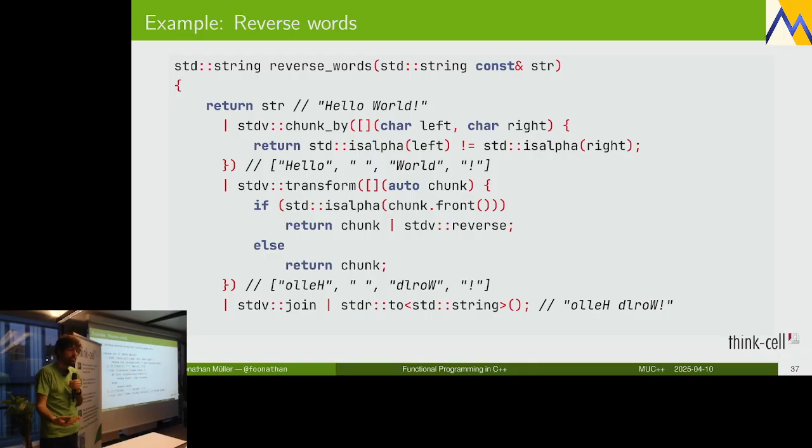We now want to transform those. So we get the chunk, and we know the chunk is a word if the first character is an alpha character. And if so, we want to reverse it. So we pipe the chunk into reverse. Otherwise, we return it unchanged. And then we're essentially done. We just need to put it into the correct format by joining it back together and converting it back into a string.